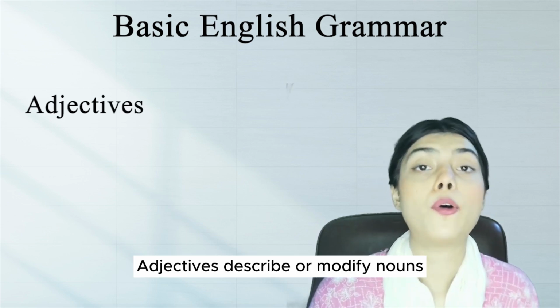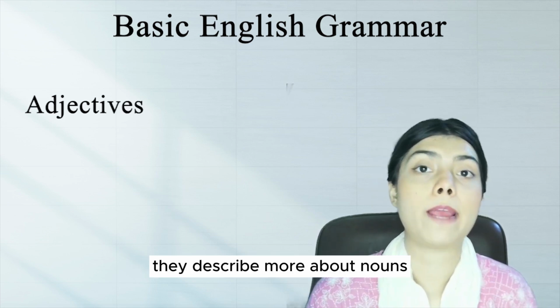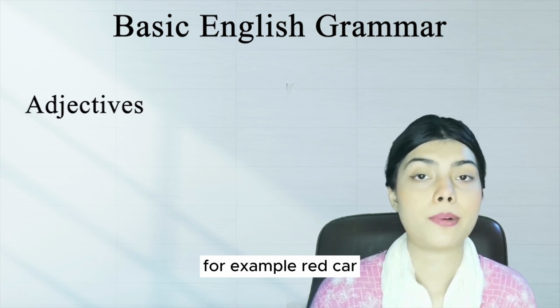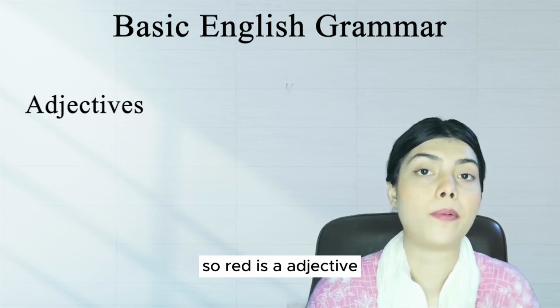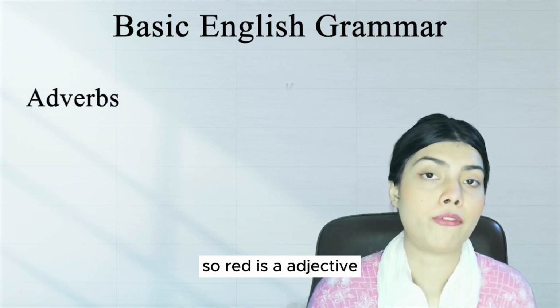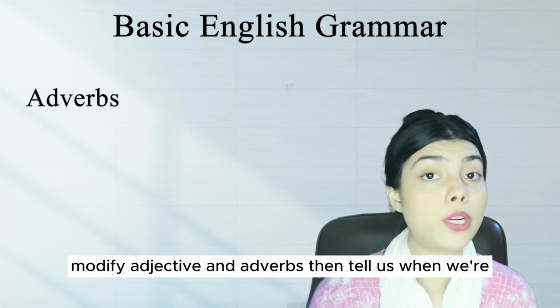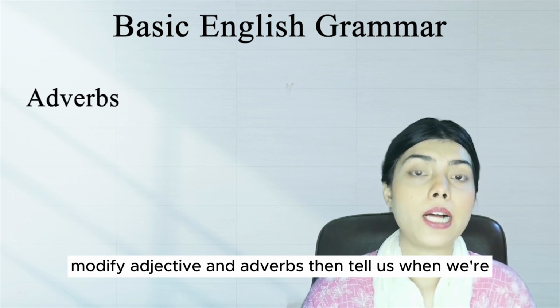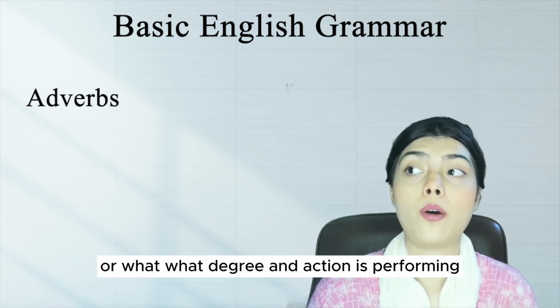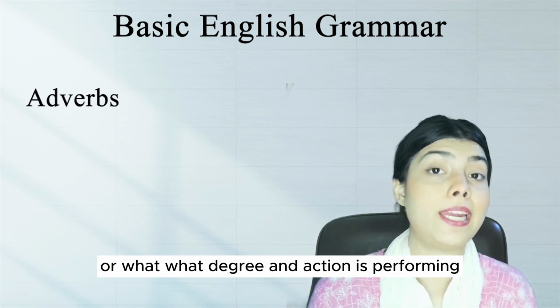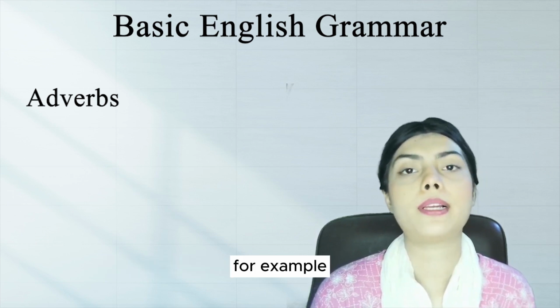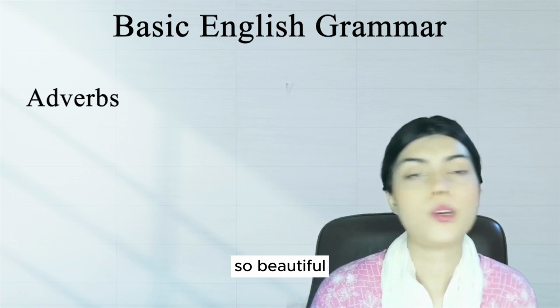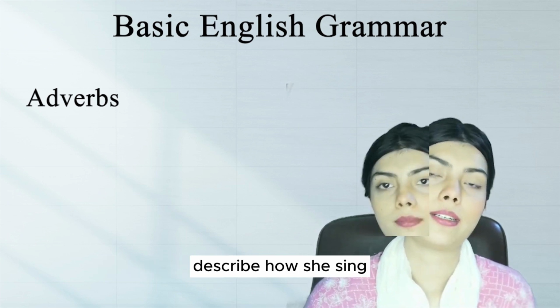Adjectives describe or modify nouns. They describe more about nouns. For example, red car. So red is an adjective. Adverb. Adverbs modify adjectives and adverbs. They tell us when, where, or to what degree an action is performed. For example, she sings beautifully. So beautifully describes how she sings.